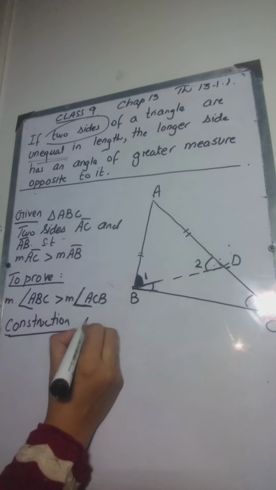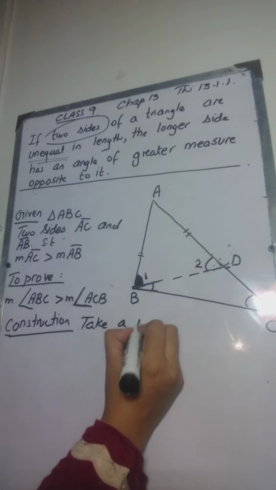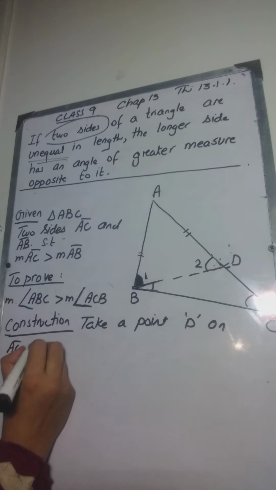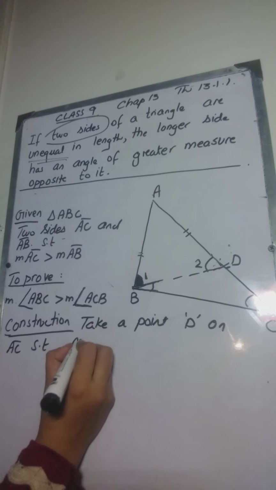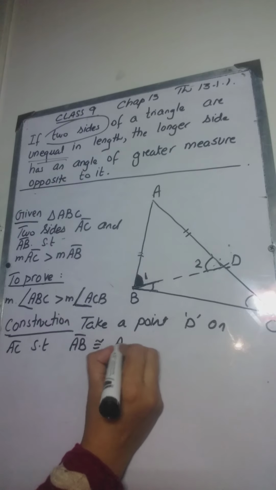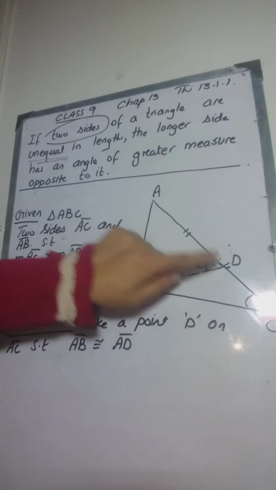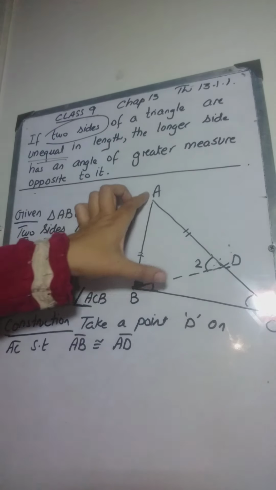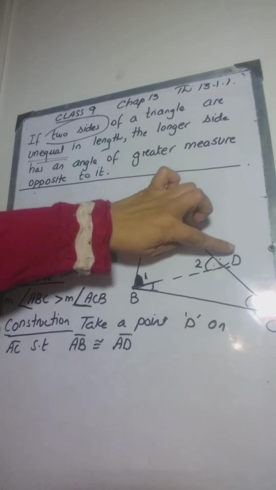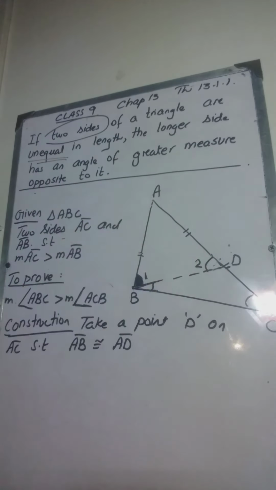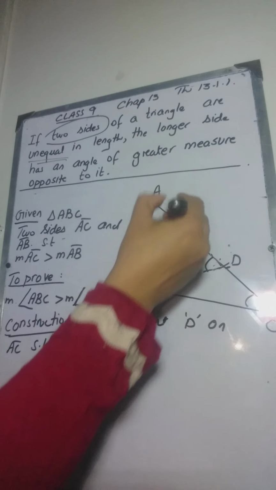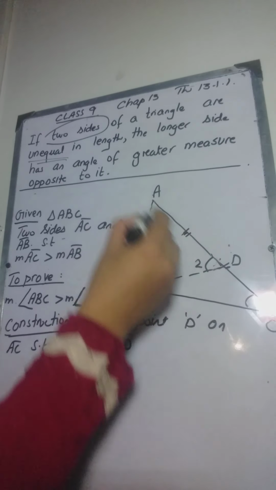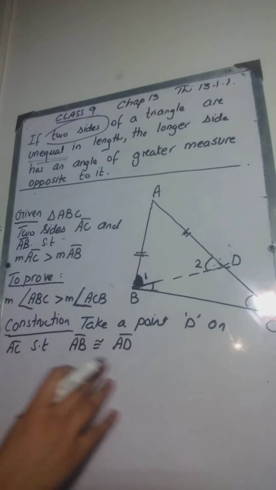So what we have done is take a point D on AC such that AB becomes congruent to AD. We have taken this point after measuring this, taking AB. If this is, suppose, 5 centimeters, we are going to cut off a segment of 5 centimeters from here and put D in such a way that this length and this length are equal. So AB will be equal to AD. AD and AB are equal, so it means ABD is going to be an isosceles triangle.